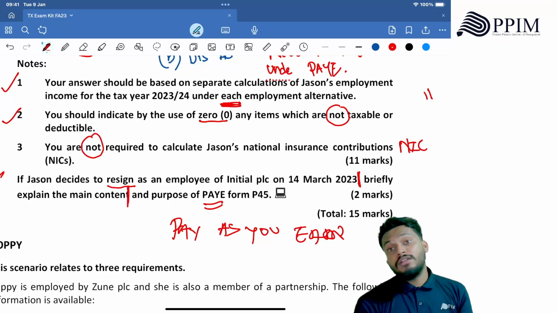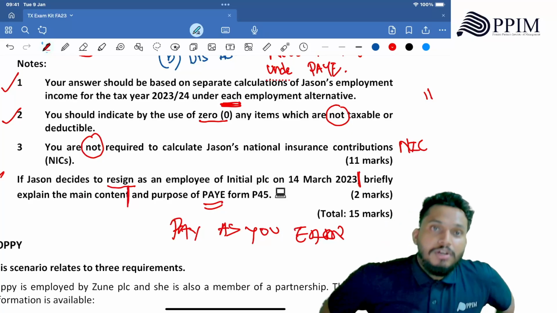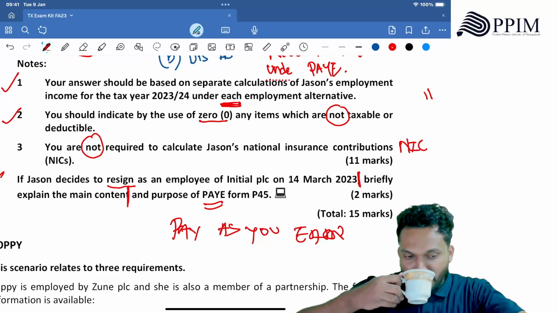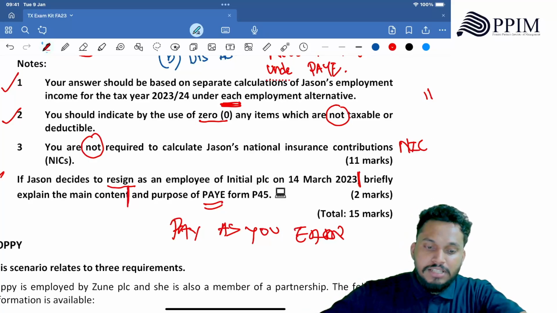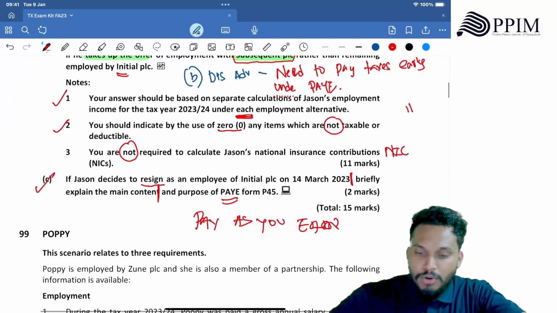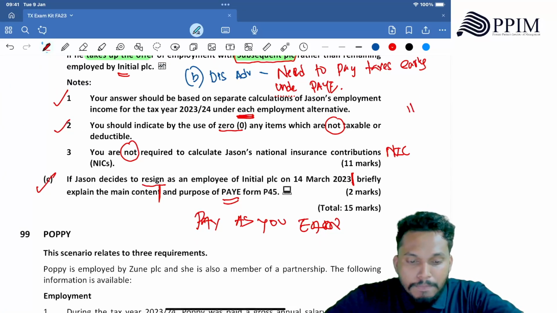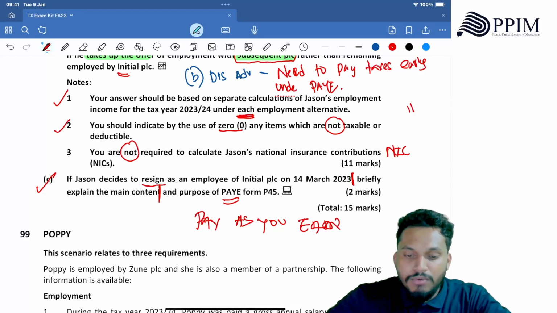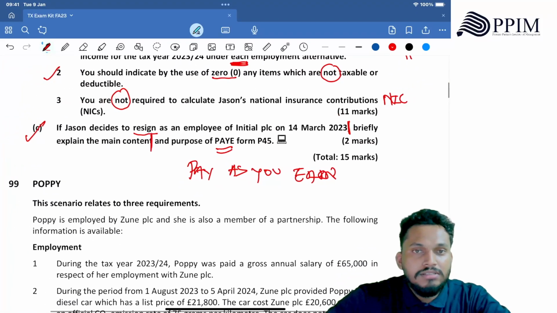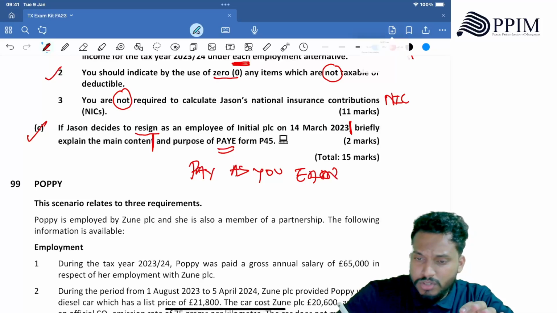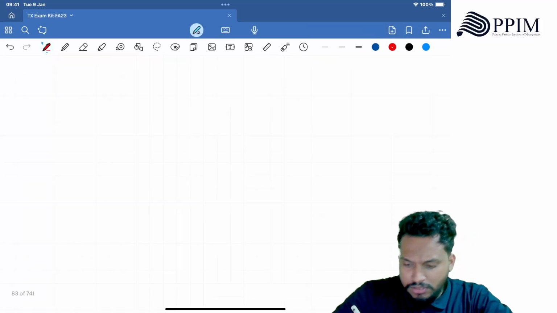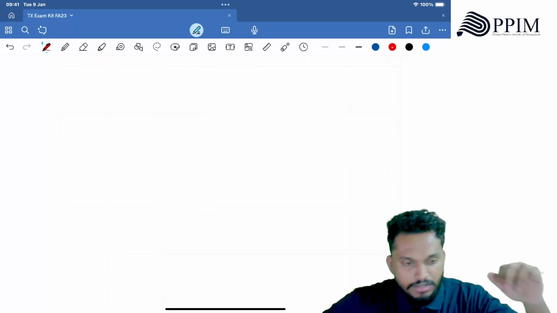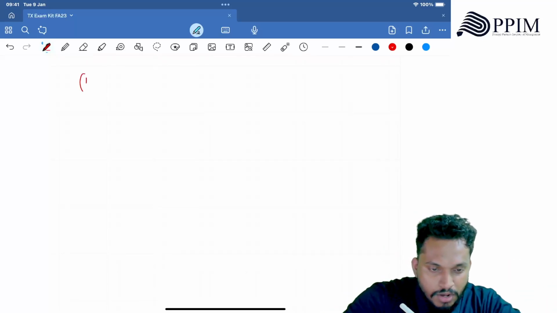In your income tax, yes, you end up paying higher tax. So if Jason decides to resign as an employee, okay, fine. Briefly explain the main content or purpose of the PAYE P45. Did we learn this? Yes, we did. So what is the purpose of the PAYE P45? Who can take it down?